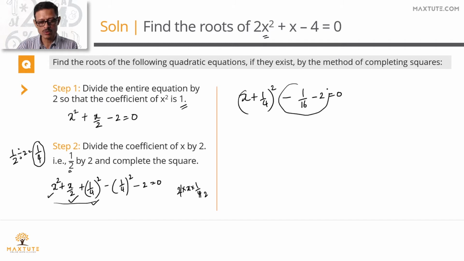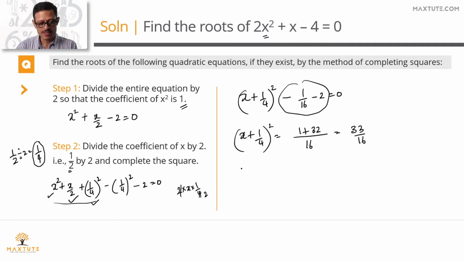Let's take these terms to the right hand side of the equation. So what we'll have is x plus 1 by 4 the whole square equals, let's take 16 as a common denominator as we are taking them to the right hand side. Minus 1 by 16 will go to the right hand side as plus. Minus 2 will go to the right hand side as plus 2. So this is going to be 1 plus 2 into 16, which is 32. So this becomes 33 divided by 16.